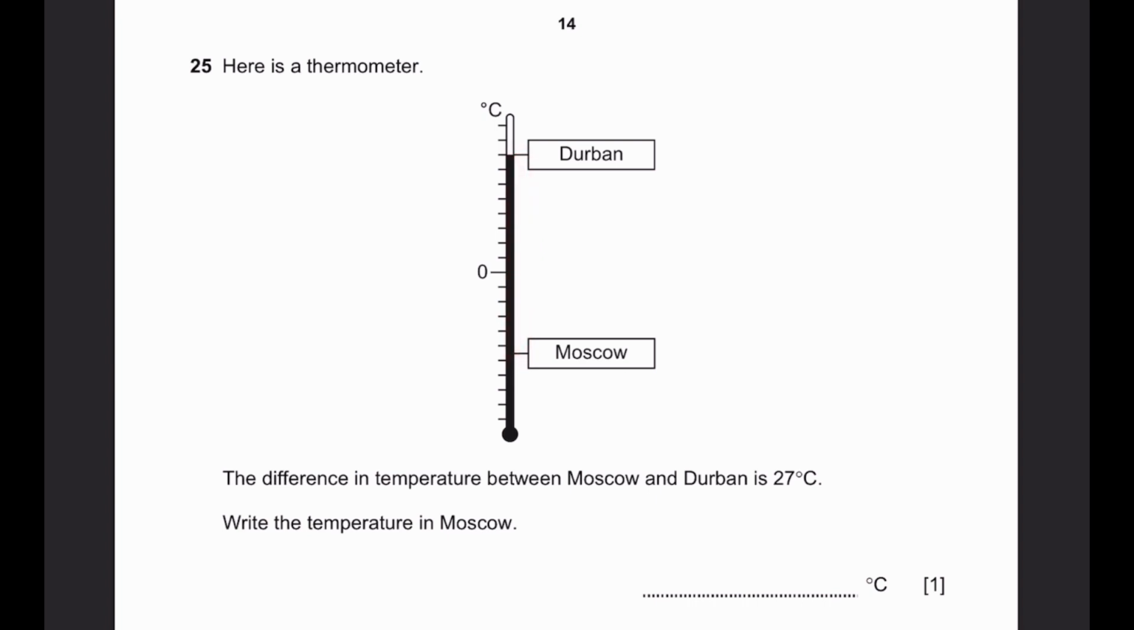So we will have the temperature in Durban to be 2 times 8 gaps, which is 16 degrees Celsius, and the temperature in Moscow to be -2 times 5.5 gaps, which is minus 11 degrees. And why -2? Because we're going down below 0 on the scale. So -11 degrees is the temperature in Moscow.